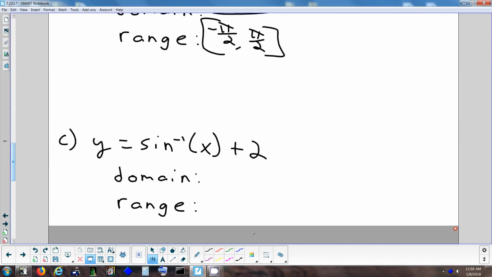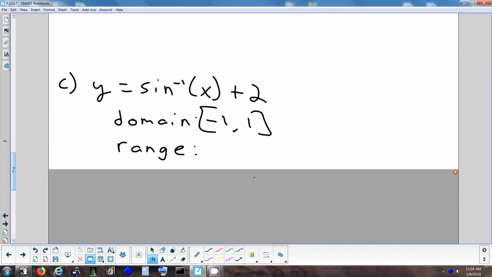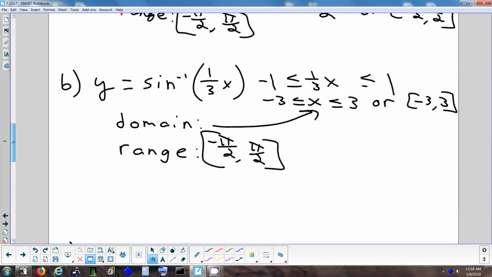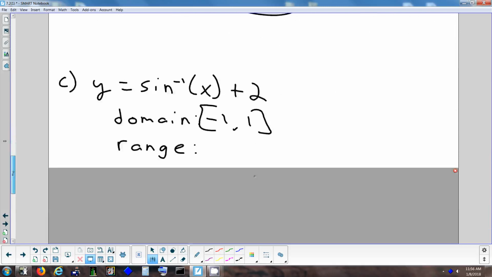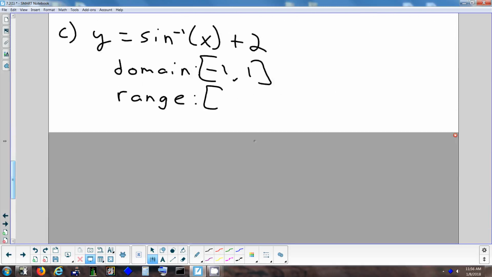What's the domain for inverse sine? It's -1 to 1. But now the range is going to be shifted. Which way is the range shifted? Up 2. So just take what the range was and shift those numbers up 2. There's no nice way to write it, so just write it like this.